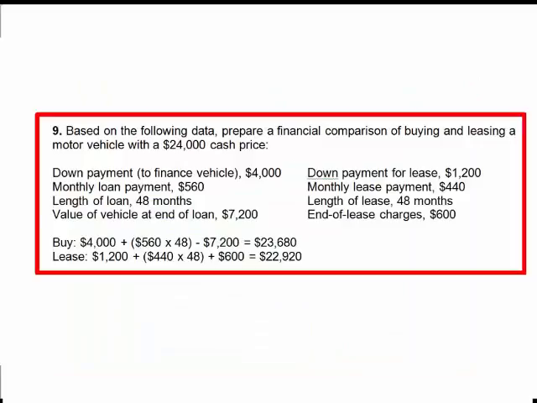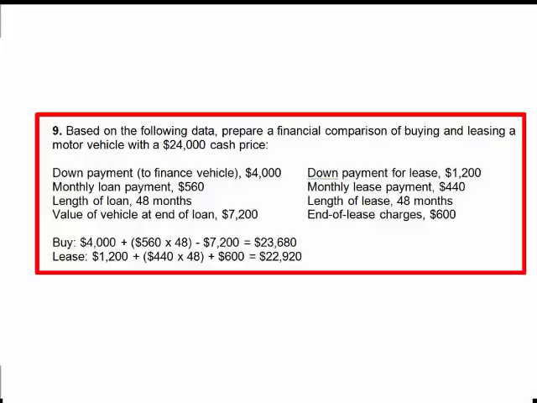$8,932.46. Based on the following data, prepare a financial comparison of buying and leasing a motor vehicle with a $24,000 cash price. If you're going to finance the vehicle, down payment is $4,000. Monthly loan is going to be $560 for 48 months. The value at the end will be $7,200.